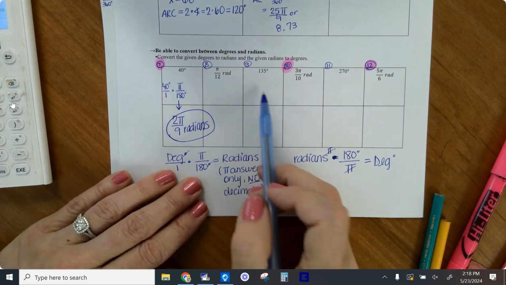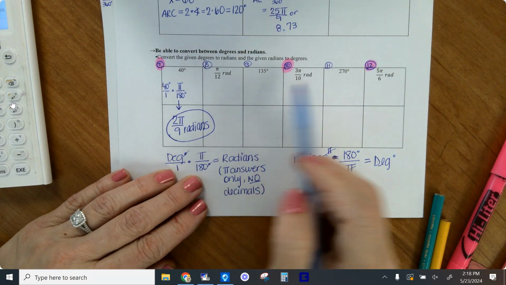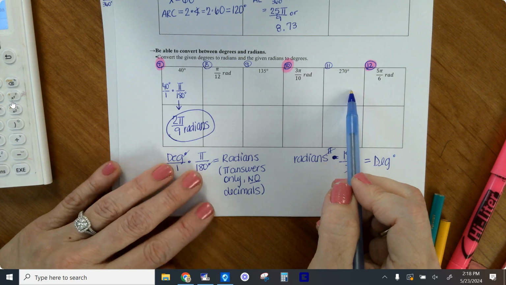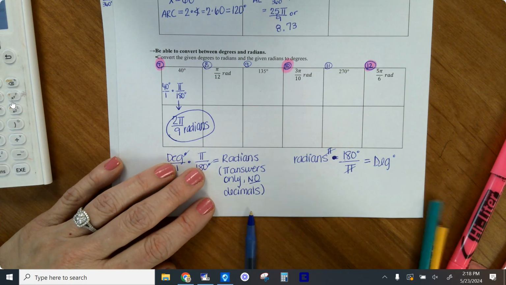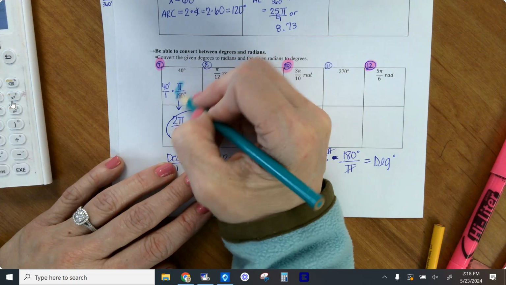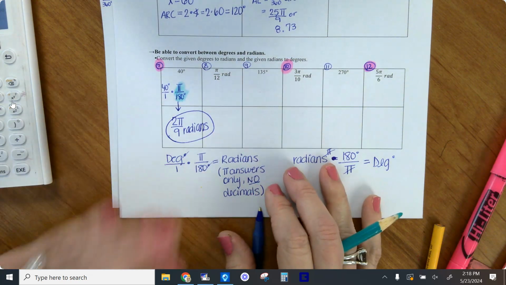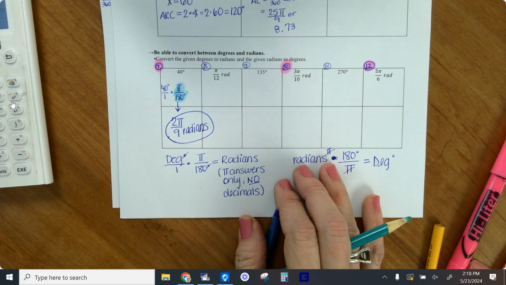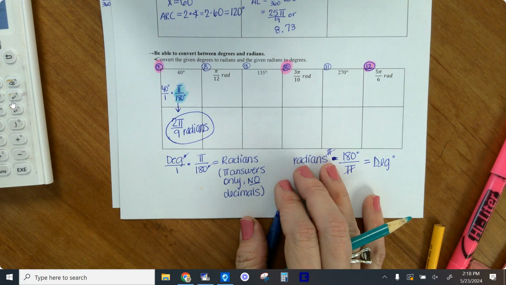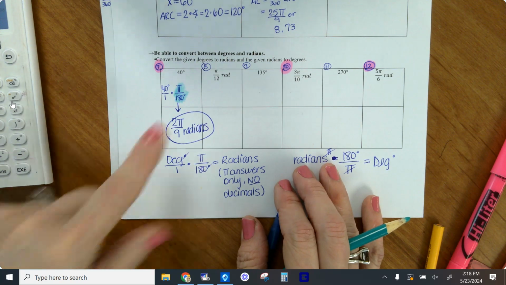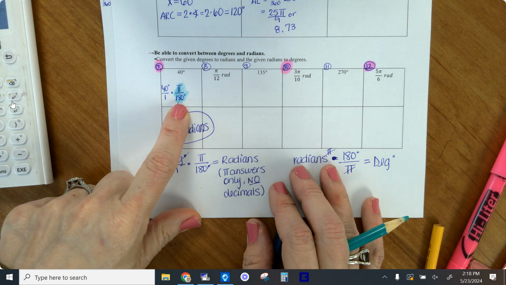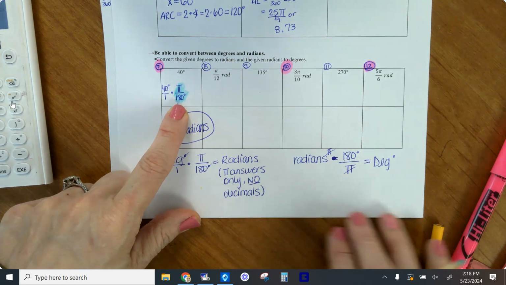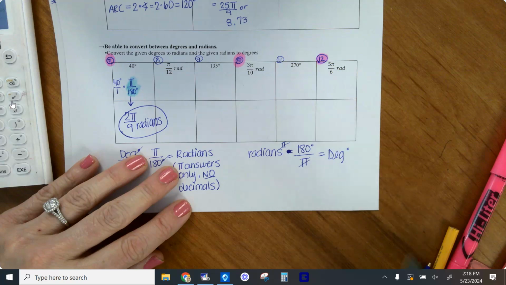So, number 9 is just like that one. Number 11 is just like that one. You have to multiply by pi over 180. You know, like when you're driving down Sunnyside and the speed limit's 40 miles per hour? 40 miles per hour is a conversion rate. This is your conversion rate. Okay? All right, so now we're going to go to number 10.